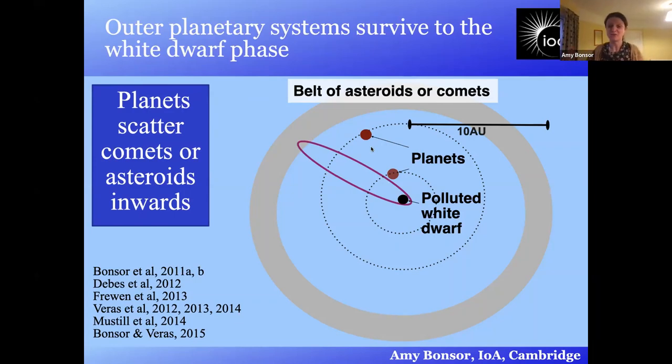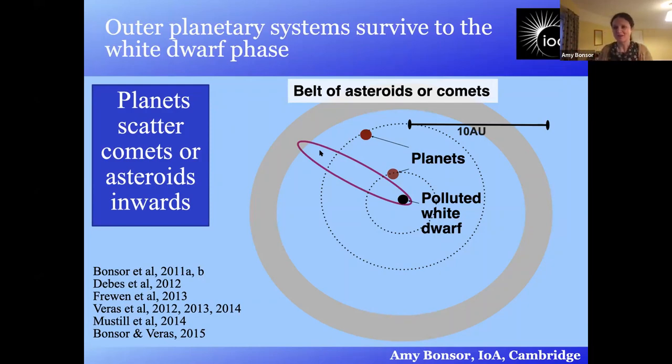But the basic theory is that these planets, as they do in our solar system, once you become a white dwarf and you've lost mass, the influence of these planets increases and they're able to scatter material. And there have been many, many papers talking about different mechanisms for how this can work. I've tried to list a few here, but apologies if I've missed out your favorite reference. But the point being that you end up with an asteroid on a highly eccentric orbit.